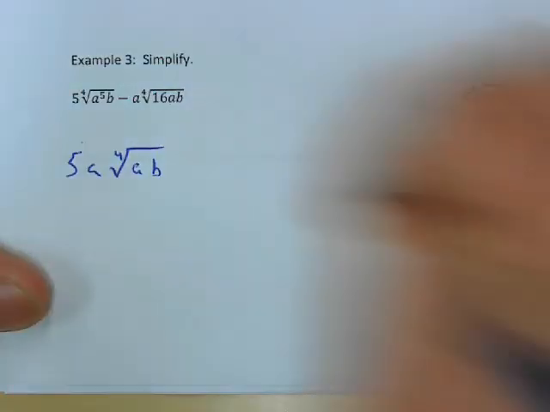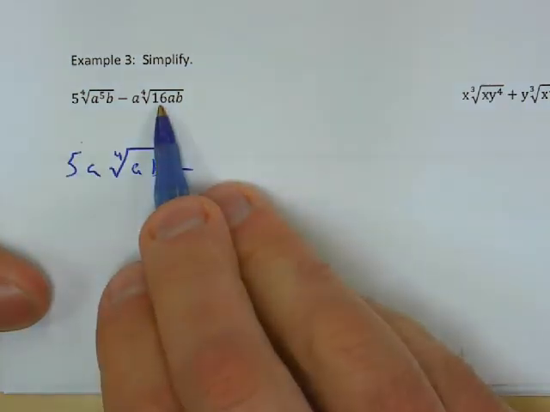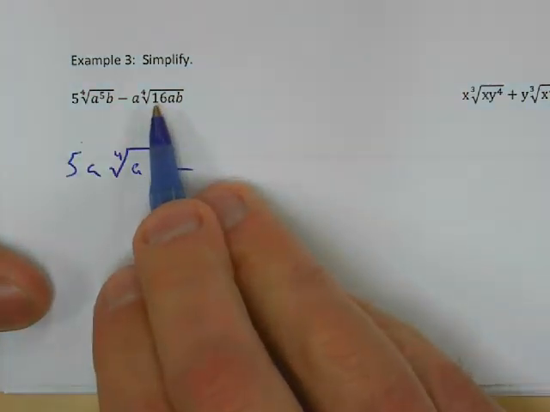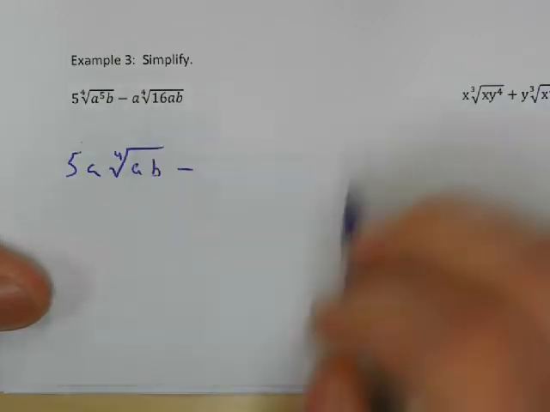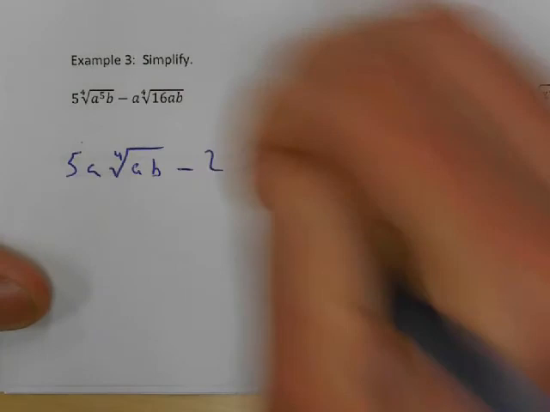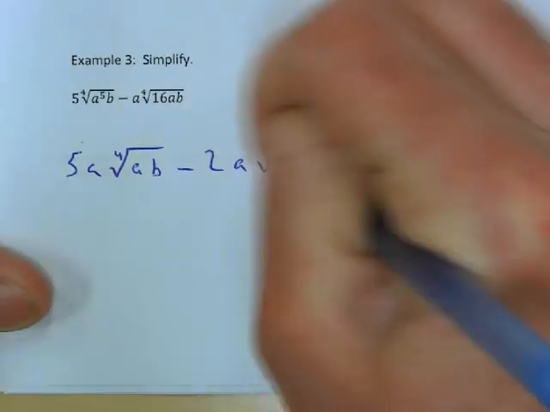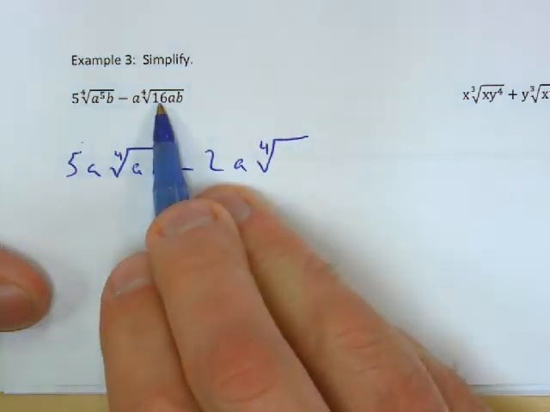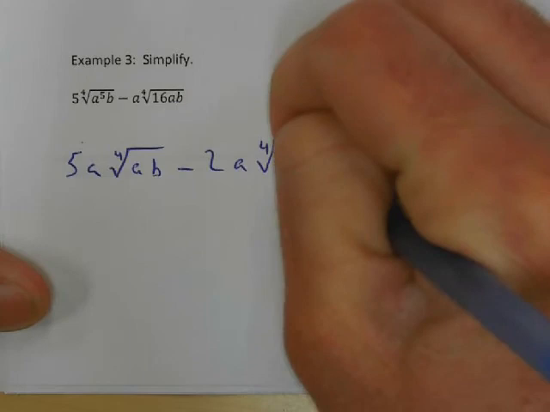Okay, and then minus, let's see, here, 16. Now, if we factor that, we get 2 times 2 times 2 times 2. So then the 4th root of 16 is 2. So I can take out a 2. And then we've got the a out there already as well. And then that leaves us with the 4th root of... the 16 went out. There's nothing left over. And we got the a and b still left in there.